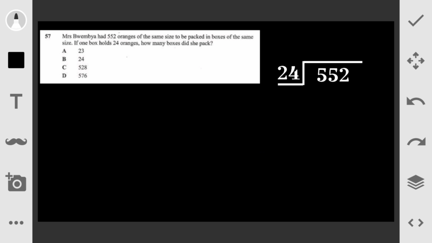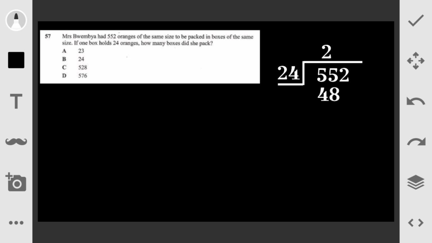I'm going to start dividing. 24 into 5 can't go. So 24 cannot go into 5. We are going to say 24 into 55. 24 can go into 55 two times. So 2 times 24 is 48.